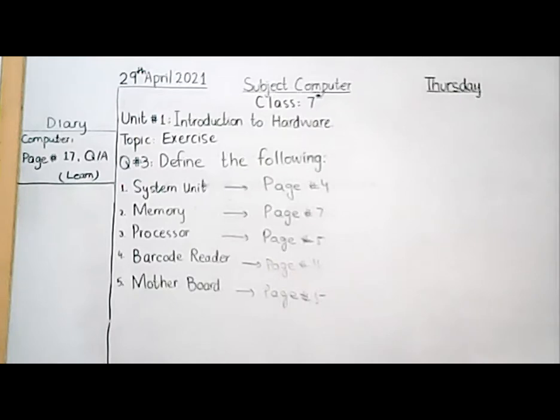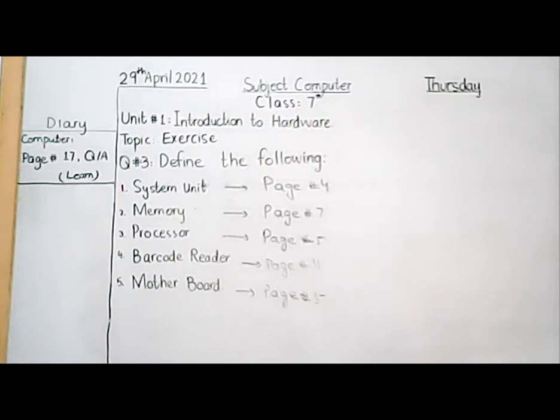Iman, I'm going to ask you a question. Listen to me carefully. Which one of the following parts of the CPU controls the sequence of the instructions? Option A, AU. Option B, CU. Option C, LU. Option D, ALU. CU. Very good.